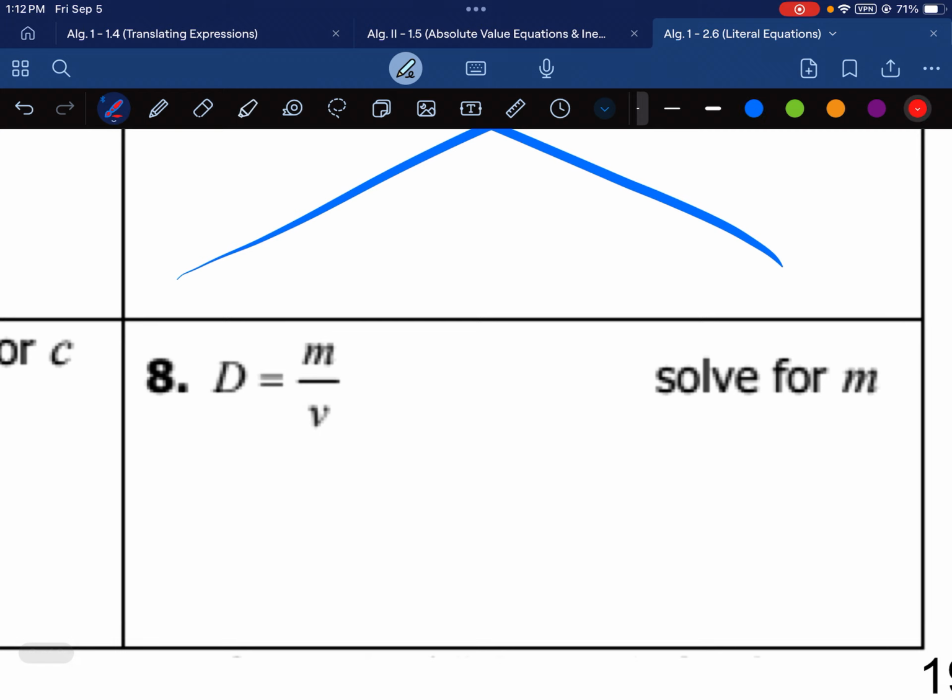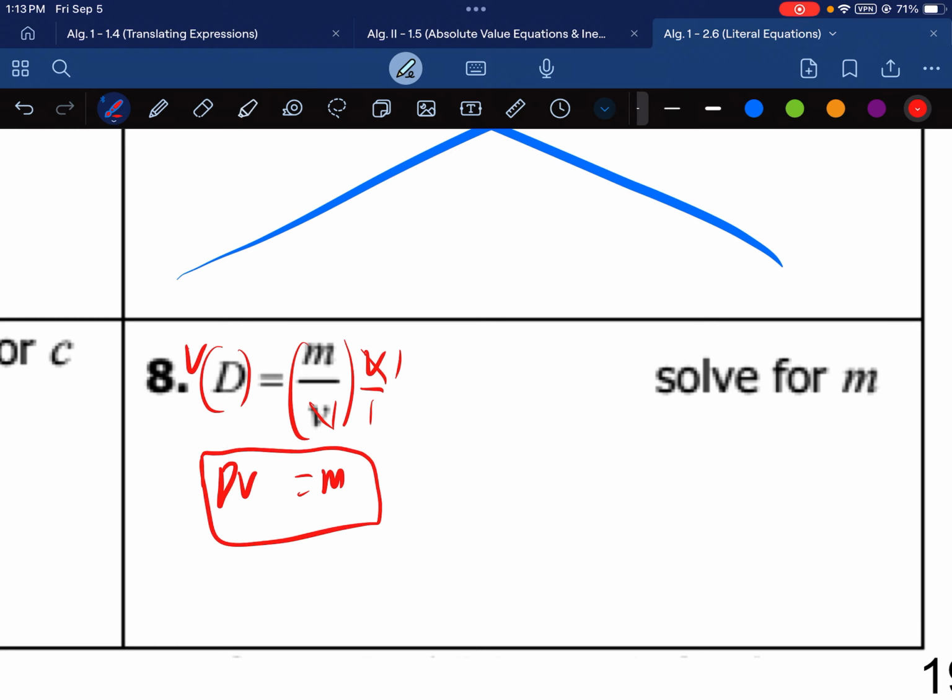On number 8 here, D equals M over V, and we're supposed to solve for M. M is being divided by V, so how we undo that is by multiplying by V over 1, or just V. The V's reduce, and we get 1 times M, or M. Multiply the other side by V, or V over 1, and you get V times D, or D times V. Once again, I'm not going to be picky about the order you have these variables in, although I'm going to default to doing it alphabetically.